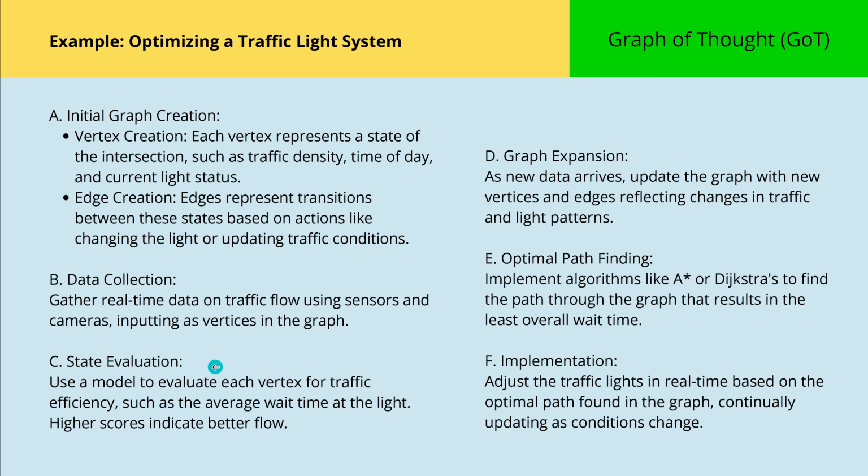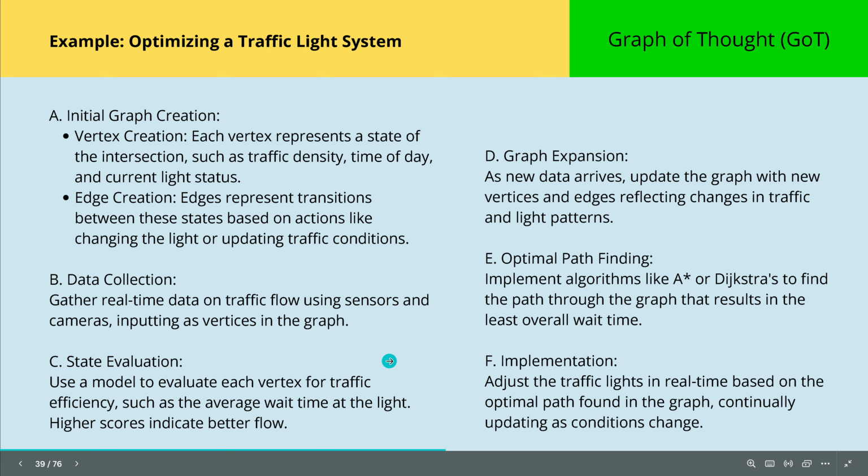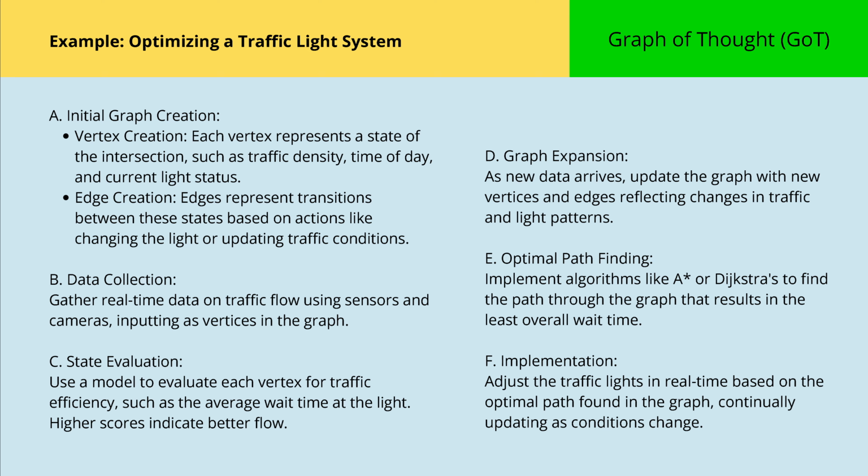We use this model now to evaluate each vertex for the traffic efficiency, such as the average wait time at the light or whatever, so you get an idea about the state of the system. And then, as new data arrives, we have a continuous data stream bringing us real-time data. We can update the graph with new vertices, with new edge correlations, reflecting the changes in the traffic and the light pattern. And then, and this is why we did all of this, we have our graph toolbox, and we open our beautiful shiny graph toolbox.